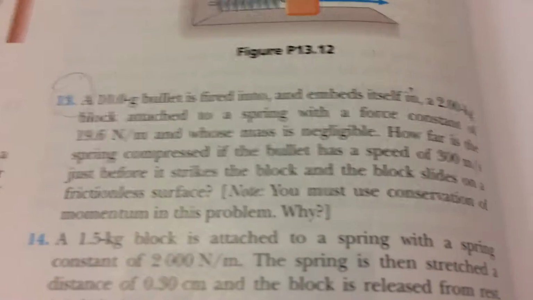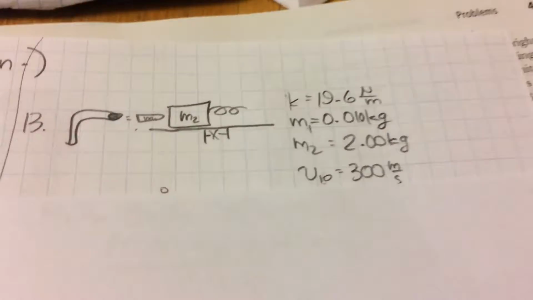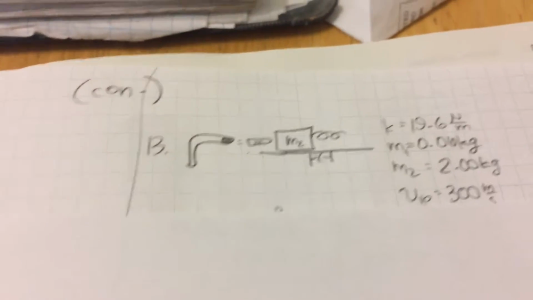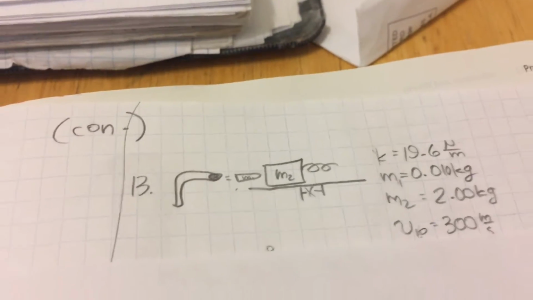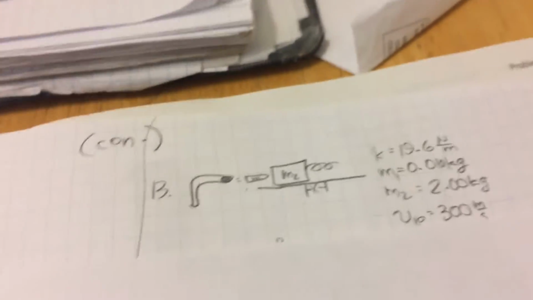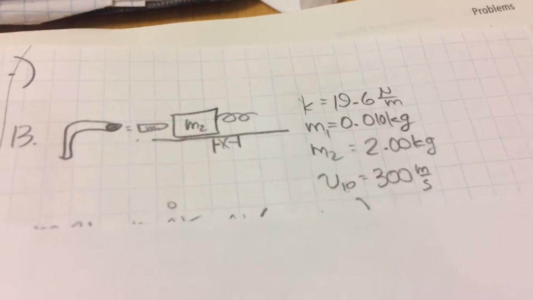So I listed all the values, and then in the hint it said you must use the conservation of momentum in this problem. Why? This is an inelastic collision, which I realized because the bullet is transferring kinetic energy to the mass, and not all the energy is going to be transferred. If you think about it, some of it is going to go to heat or some other source.